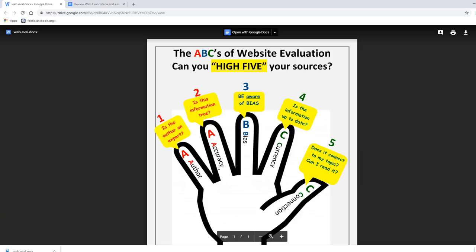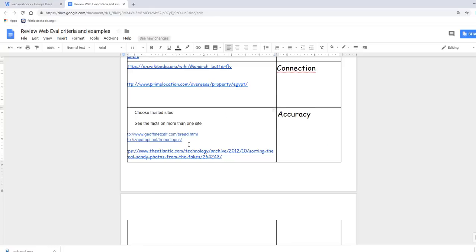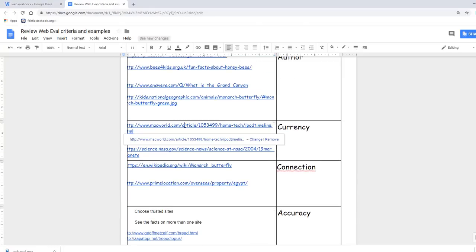So accuracy is a very important part, but usually if you get the author right, you get the accuracy. I'm going to skip bias for now. We'll come back to that. Is the information up to date? This is an easy one. We'll just take a look. It really matters if something's up to date or not.